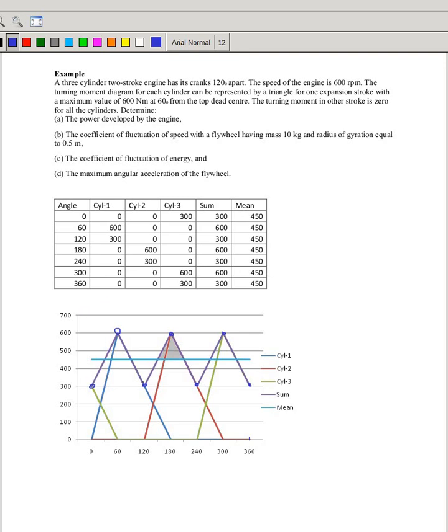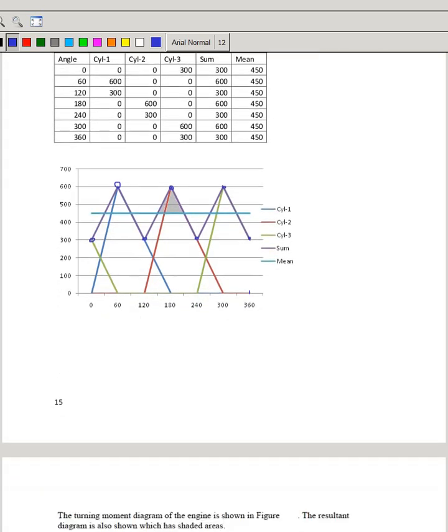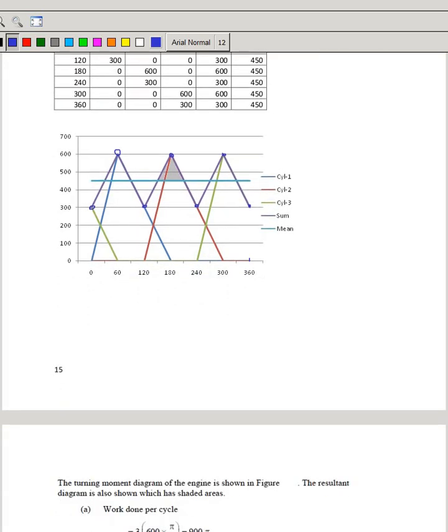So you have to first find out the corner points, and since these are linear you can join them by a line. So this is the resulting torque diagram, this violet one is the resulting torque diagram, and once you get this, the rest of the problem is simple. So the torque varies from 300 to 600, again 300, so the mean torque line is at 450.